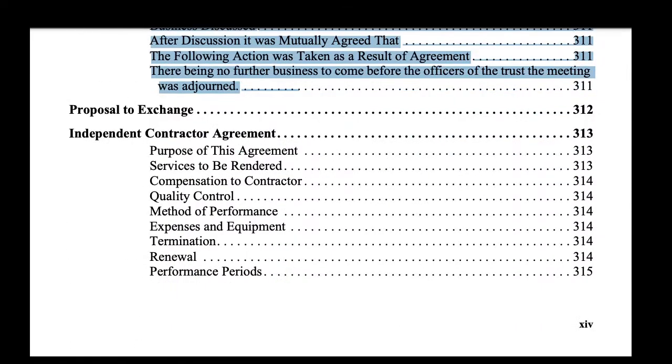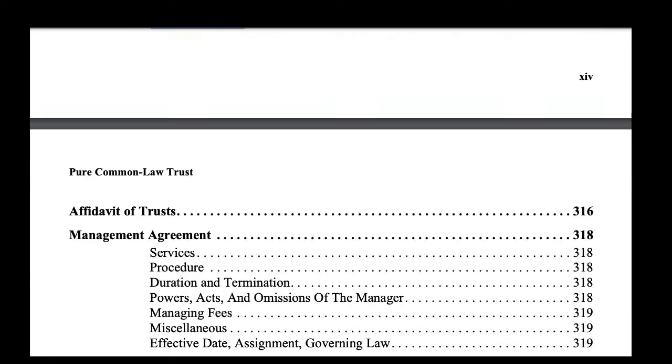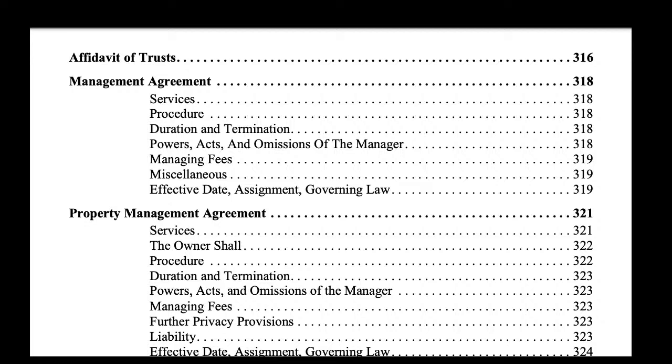Excellent. And then proposals to exchange, independent contractor agreement, purpose agreement, services to be rendered, compensation to contractor, quality control, method performance, expenses and equipment, termination, renewal, and performance periods. And then we have affidavits of trust, the management agreement, services, procedure, duration, termination, powers, acts, and omissions of the manager, managing fees, miscellaneous, effective date assignment, and governing law.